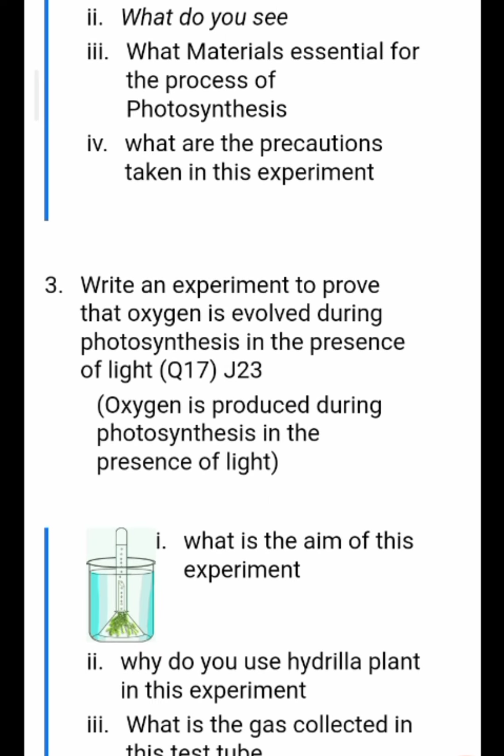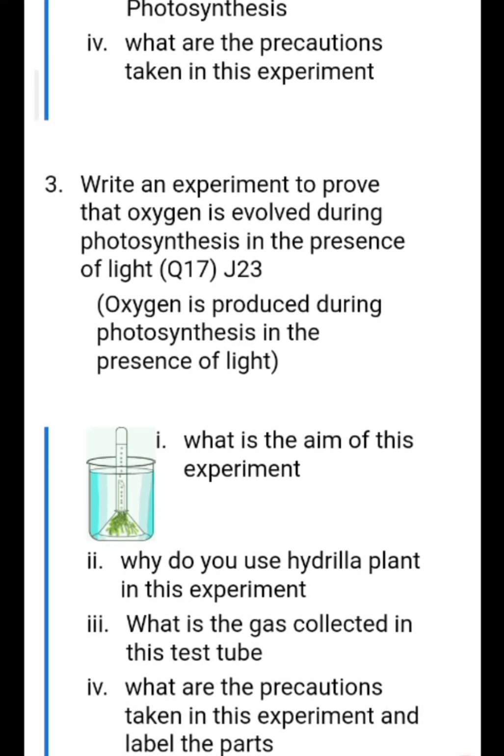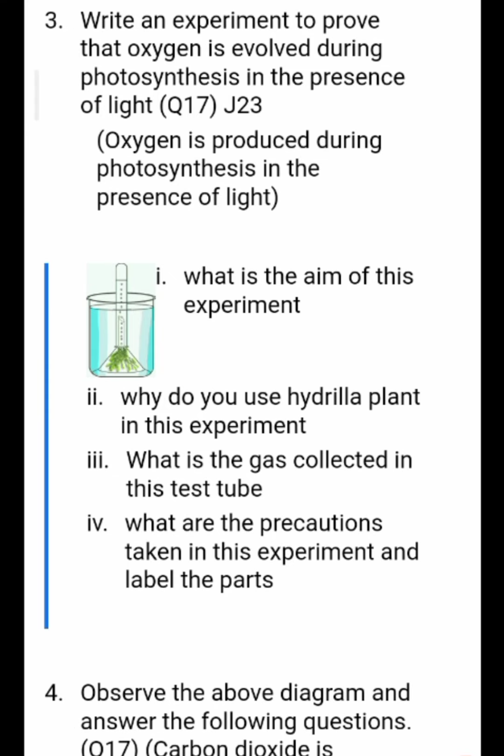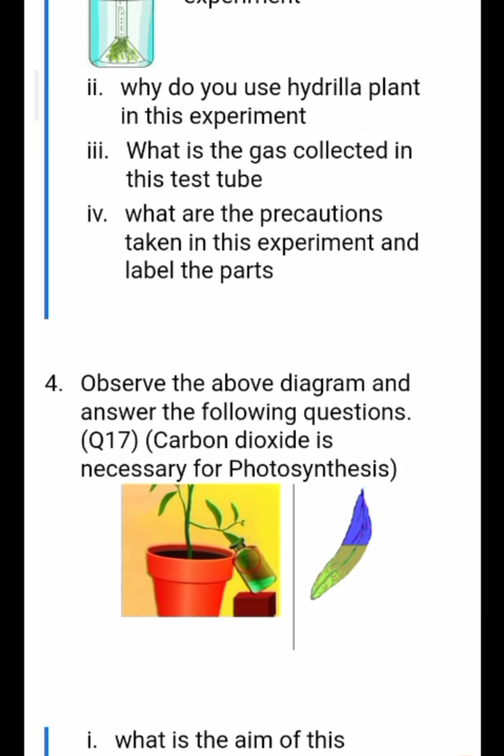Next, write an experiment to prove that oxygen is evolved during photosynthesis in the presence of light. Why do you use hydrilla plant in this experiment? What is the gas collected in this test tube? What are the precautions taken in the experiment, and label the parts.